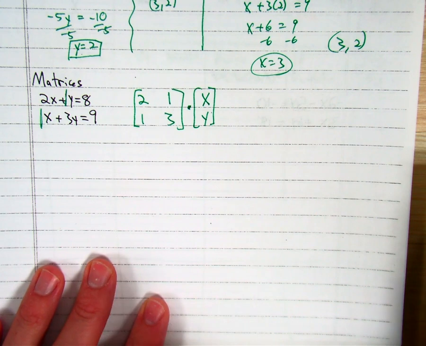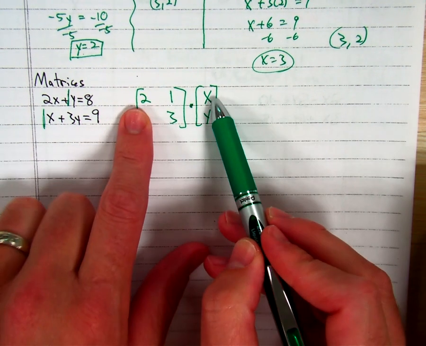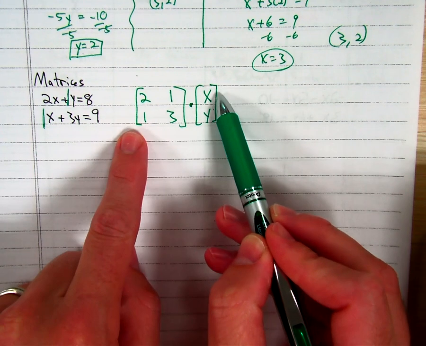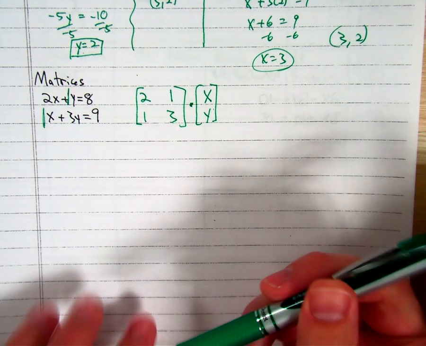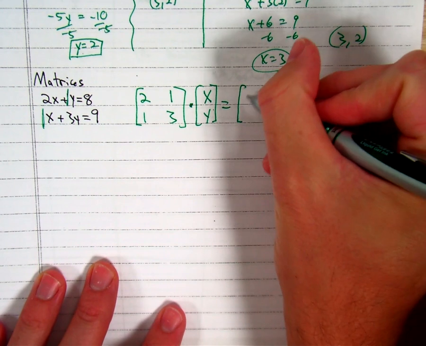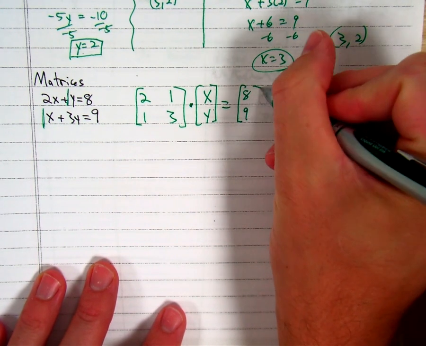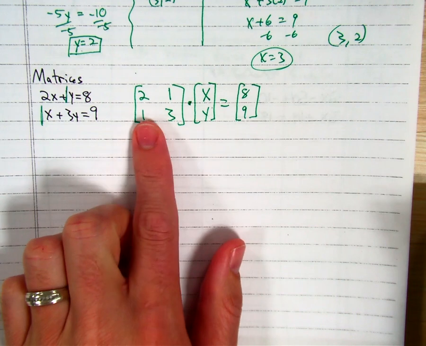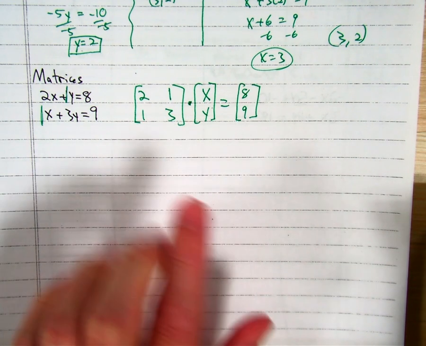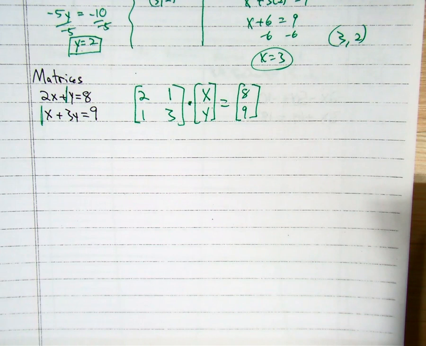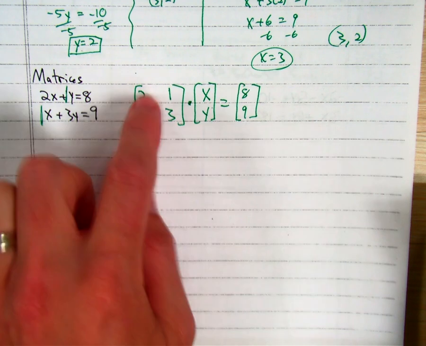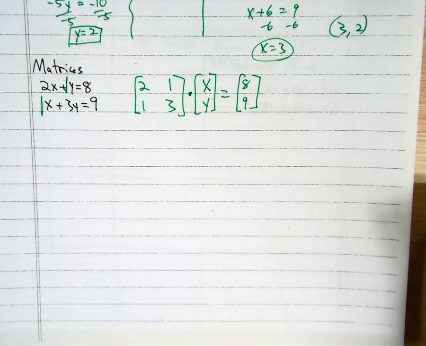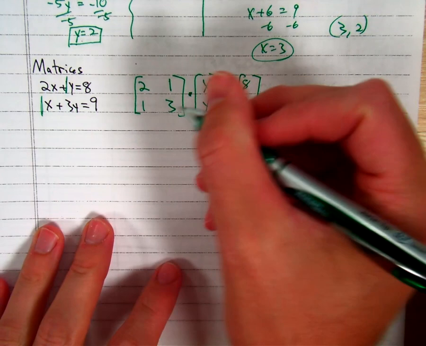Why do we have that? Rows times columns: 2x plus 1y, 1x plus 3y, equals 8 and 9. Okay, now solving with multiplication, we want to get rid of whatever's touching the variables, right? If it's 3x equals 9, you would divide by 3 or multiply by 1/3. So we need to get the inverse of this matrix to multiply to both sides. So let's work on that.